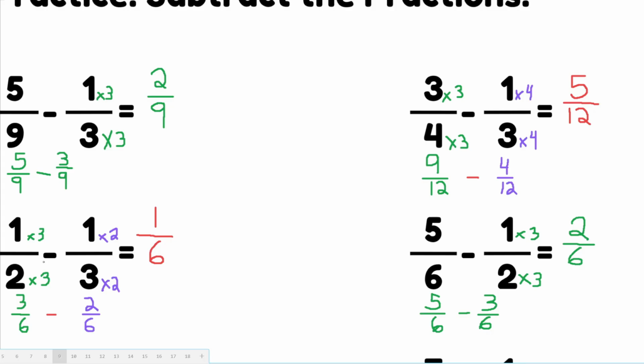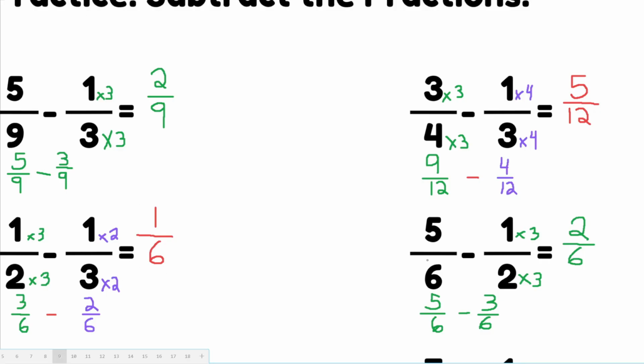Down here I had 1/2 minus 1/3. My lowest common denominator for 2 and 3 was 6, so I did 1/2 numerator and denominator times 3 to get 3/6, and then I did 1/3 numerator and denominator times 2 to get 2/6. 3 minus 2 is 1, and I kept my denominator to get 1/6.